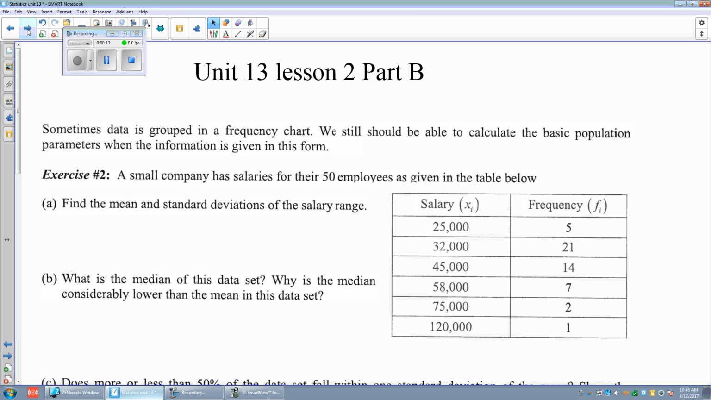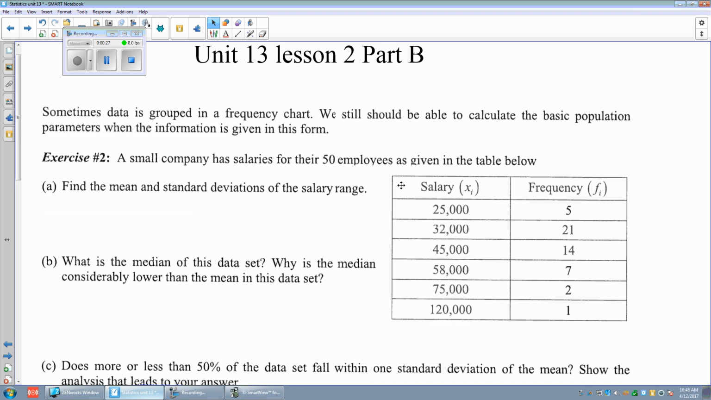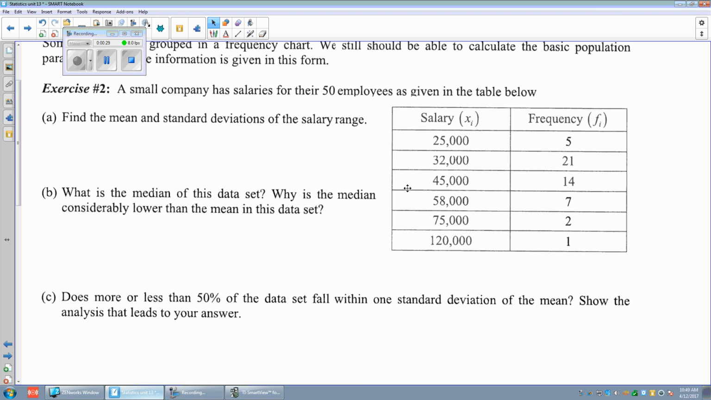So sometimes data is grouped into a frequency chart. Okay, it's not just a nice list. Here we have a chart. We still have to be able to calculate the population parameters when this information is given. For instance, 50 employees down here, you can find the mean and you can find the standard deviation.